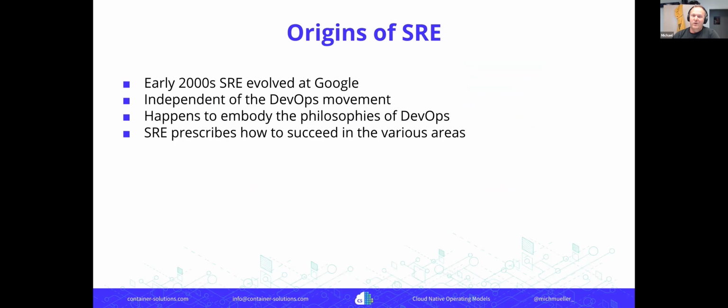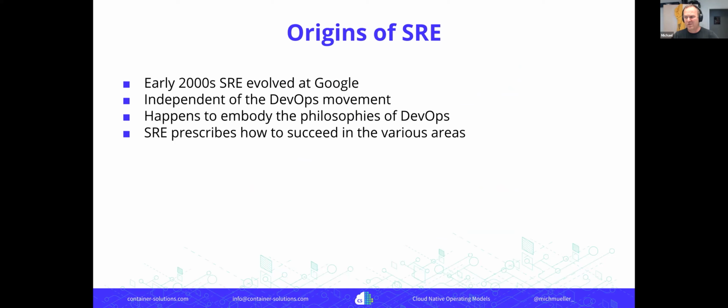SRE, where does it come from? SRE was developed by Google in the early 2000s. They can't put a concrete date on it, but it was somewhere there. It's an independent development and has nothing to do with the DevOps movement, even though a lot of the DevOps philosophies are embedded in SRE. It's more or less a coincidence that it happened at about the same time.